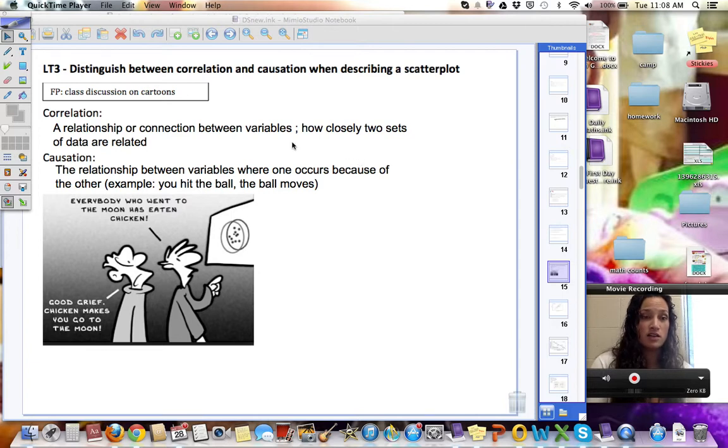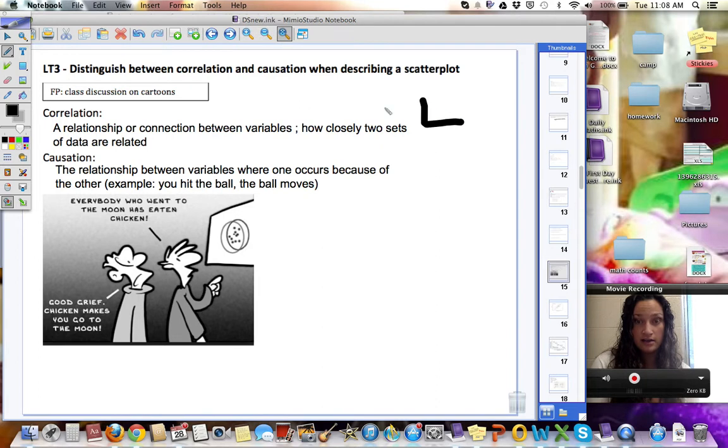And we kind of looked at this already, like the correlation is positive, negative, strong, weak, right? Those are things that we want to say about correlation. Is there no correlation? Are they positively correlated? Those are what we mean by correlation. That there's some connection with the data.